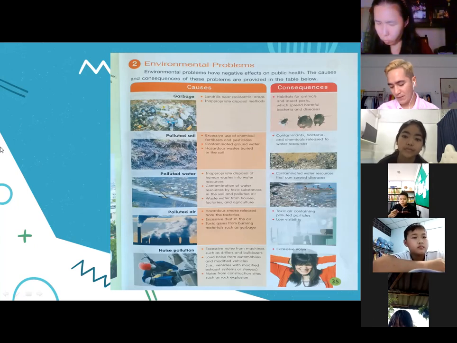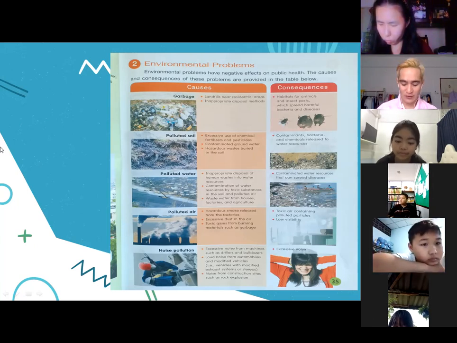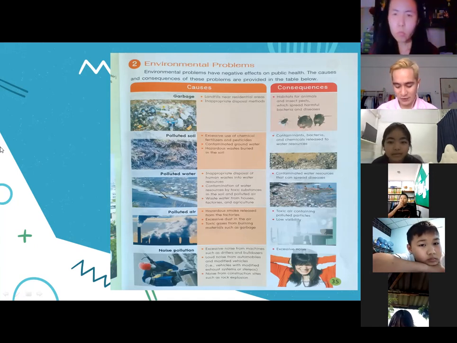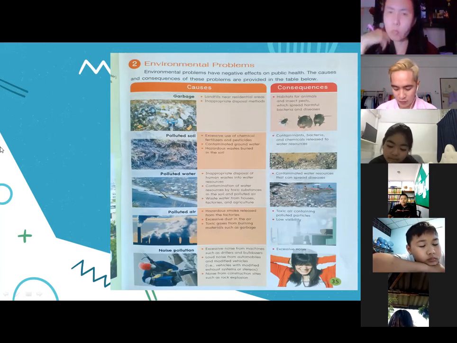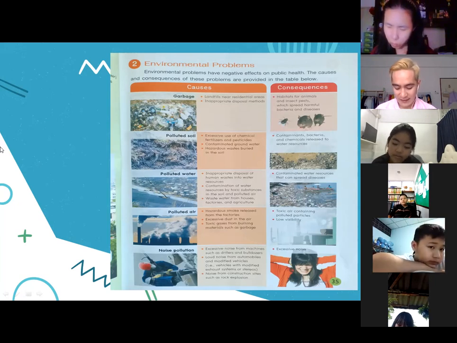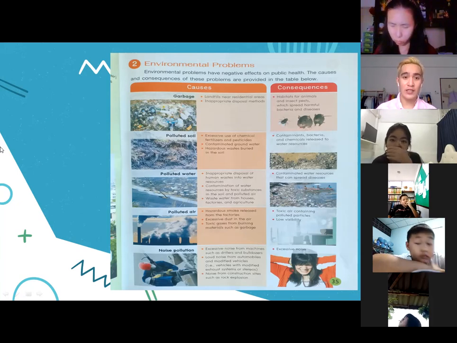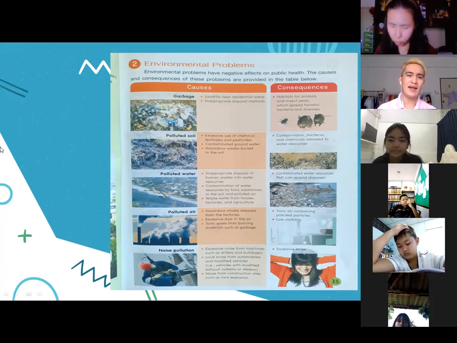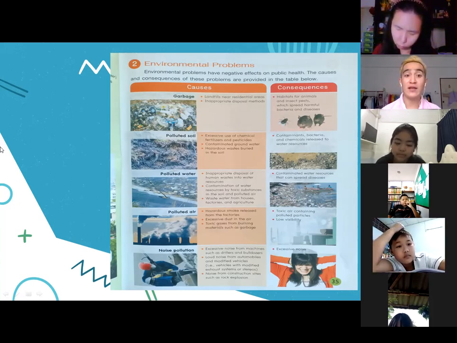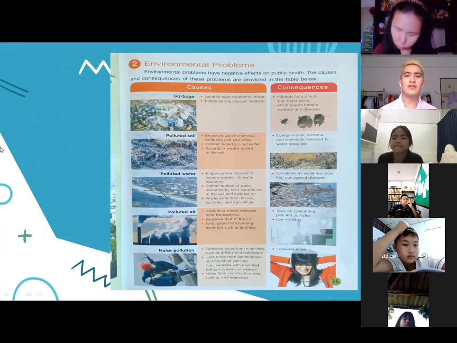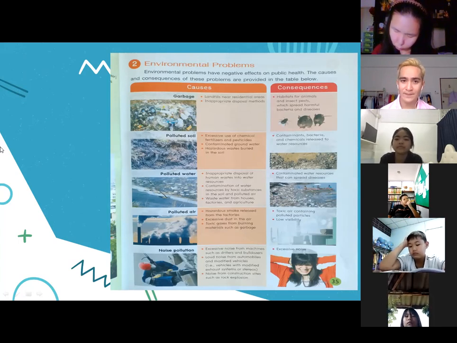So last but not the least is the noise pollution. The causes are excessive noise from machines such as drillers and bulldozers, loud noise from automobiles and modified vehicles, exhaust systems or stereos, and noise from construction sites such as rock explosions. I think this is very common. You can see it in your daily life. Whenever you go somewhere, there is a construction site. It is one of the contributors of noise pollution, but not just them.